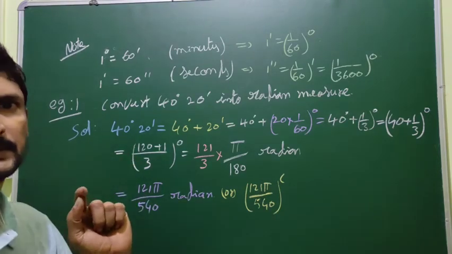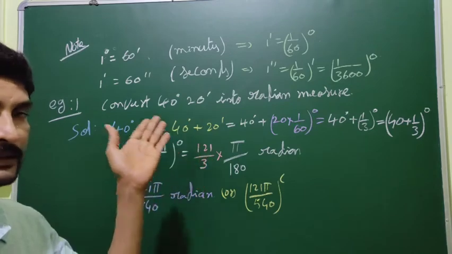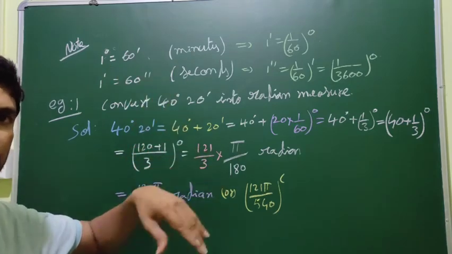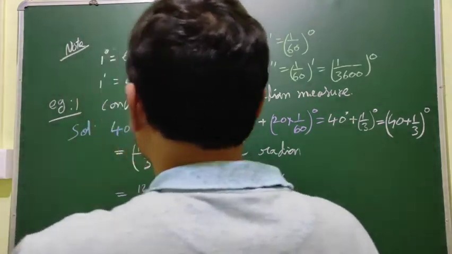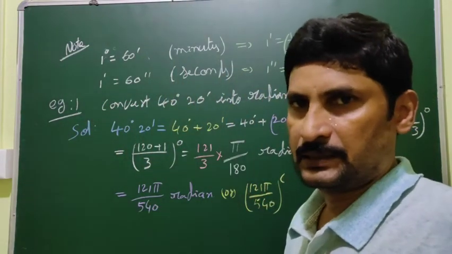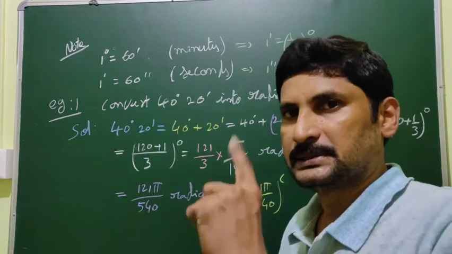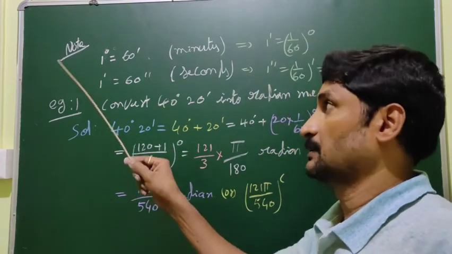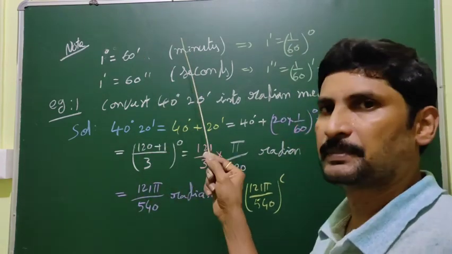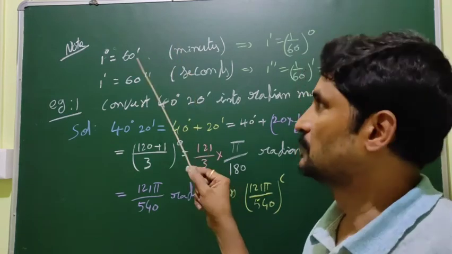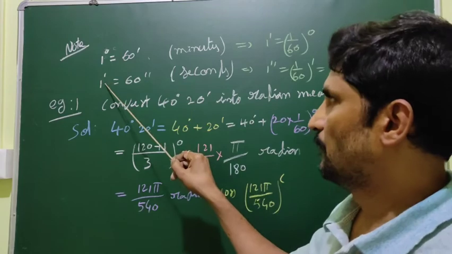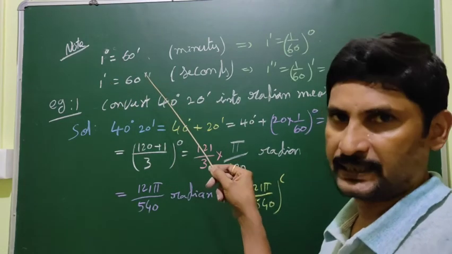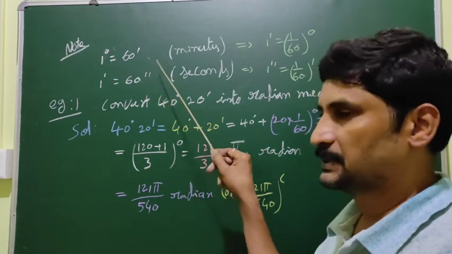Now we discuss converting degree measure into minutes and seconds. 1 degree is equal to 60 minutes. Already you know, 1 hour is equal to 60 minutes, like that 1 degree is equal to 60 minutes. Minutes are represented by a single dash. 1 minute is equal to 60 seconds. Seconds are represented by a double dash.